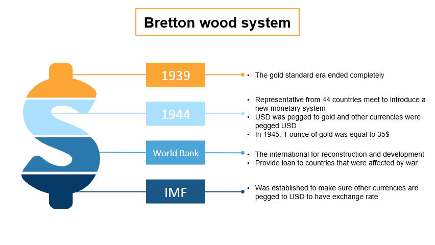So in the Bretton Woods Agreement, only the US dollar was allowed to be pegged to gold, and at that time in 1945, 1 ounce of gold was equal to $35, and other currencies were pegged to the dollar.